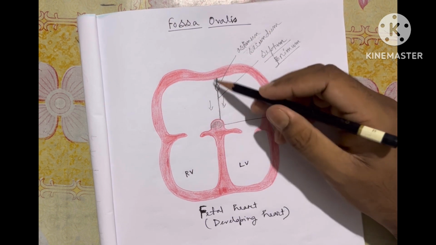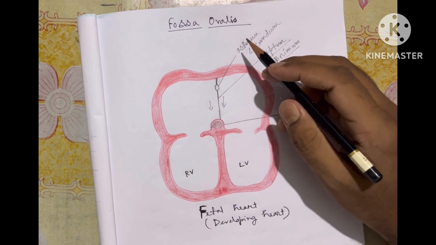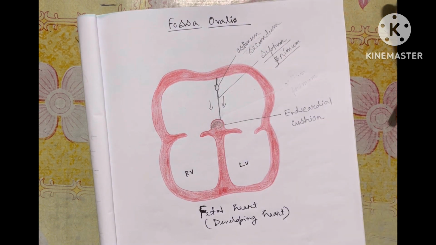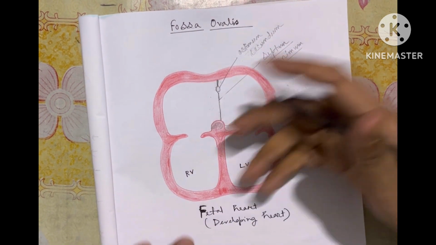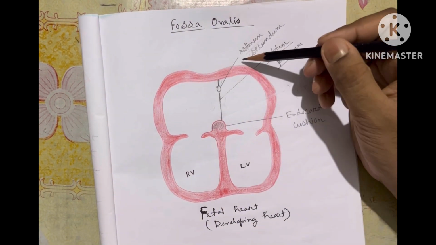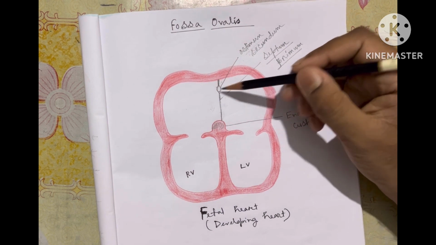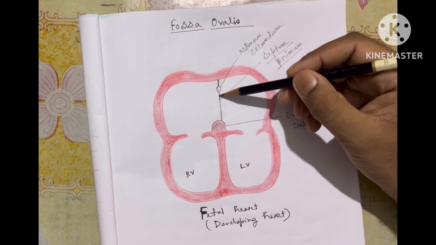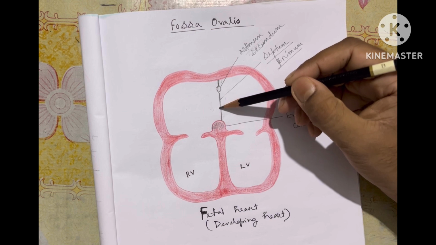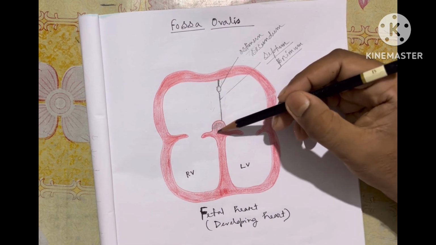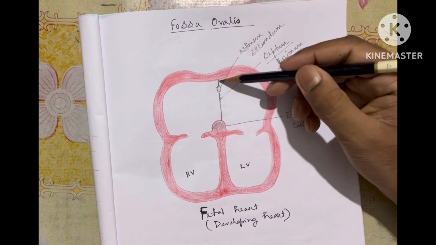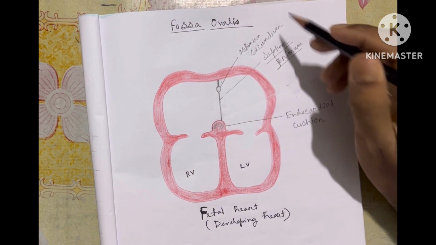Another membrane will develop here, then only you will come to know why it is called ostium secundum. But till now, the main thing we have learned is that first, in between both the atria, one membrane grows, and that membrane comes and directly attaches to our endocardial cushion. That membrane's name is septum primum.